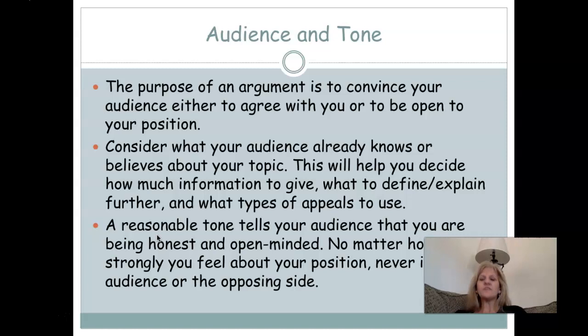So you need to have a reasonable tone in your paper. It just tells your audience that you're being honest and open-minded. So no matter how strongly you feel about your position, you don't want to insult the reader or the opposing side. When you bring up your counter argument, you don't want to call them idiots or say some stupid people believe this. You always want to be respectful and objective even while you're being persuasive. Okay.